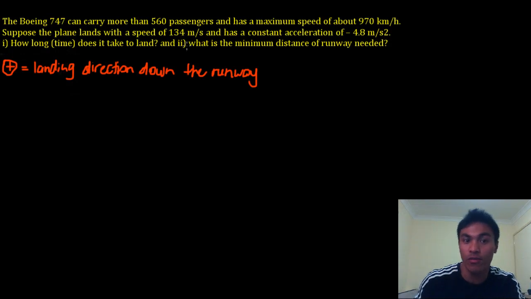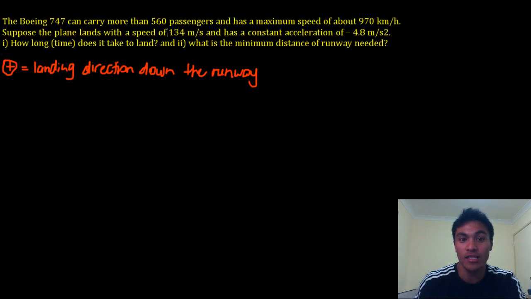So obviously 747, not useful, but Boeing 747s being able to carry more than 560 passengers, they're pretty big. That's a pretty big passenger aircraft. So let's have a look. We know that the max speed is 970 kilometers per hour, but that is not actually relevant. That's really off-putting, so just be careful with that one. So here is the actual useful stuff.